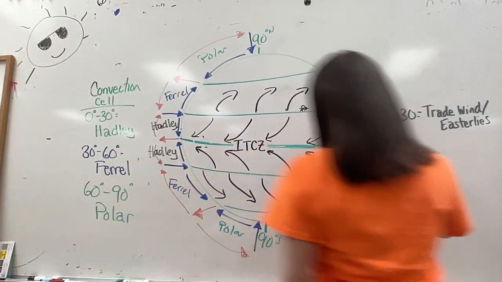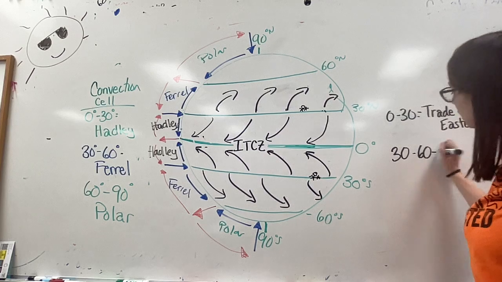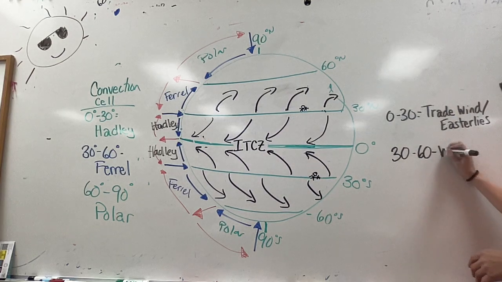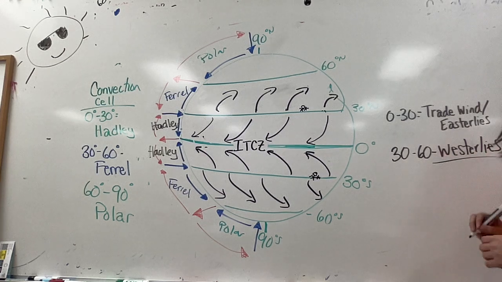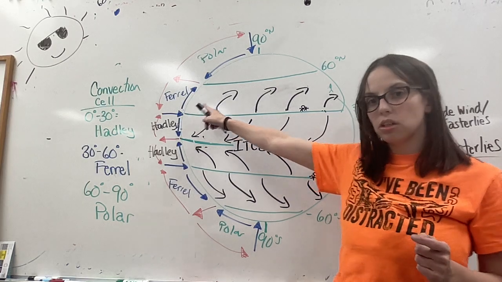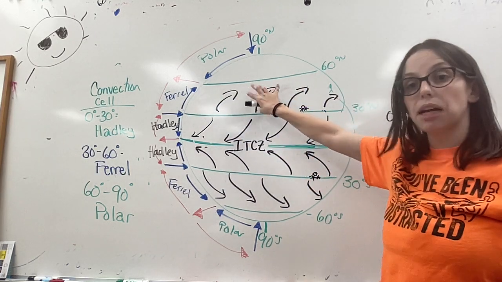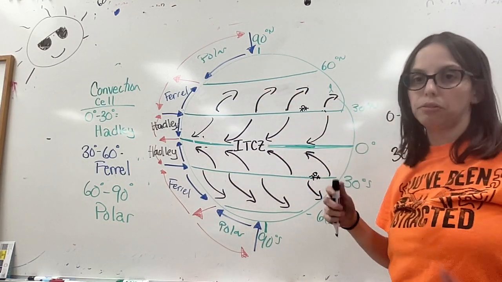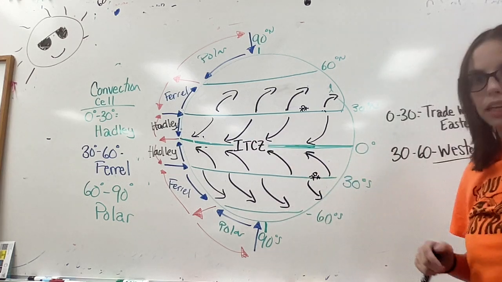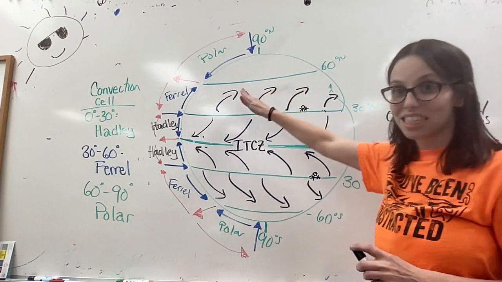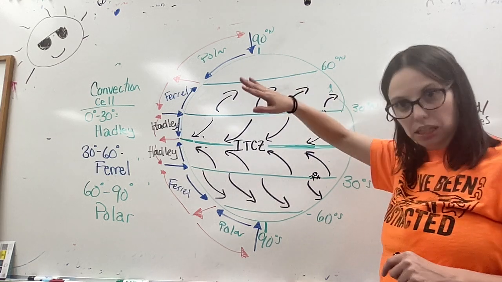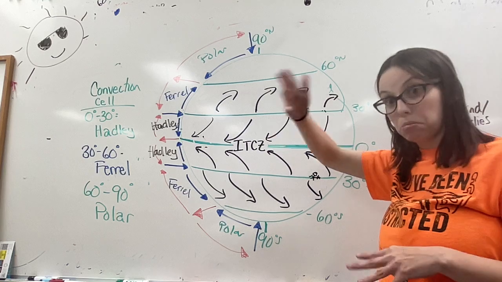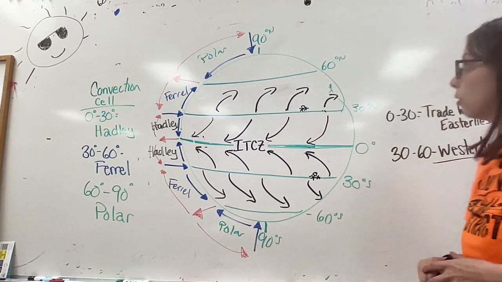Now, between 30 and 60 degrees, these winds are called westerlies. Why are they westerlies? Because they go from the west to the east. This is the main wind pattern that influences weather movement within the United States. This is why the west side of the Cascades is the windward side, and the east side is the leeward side or the rain shadow.